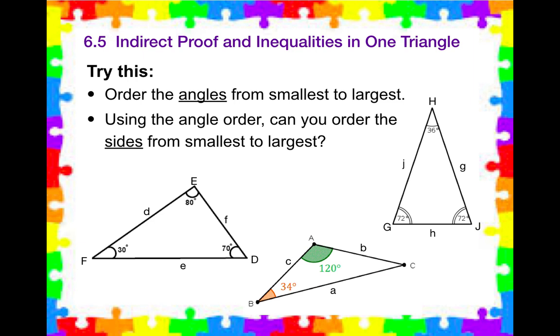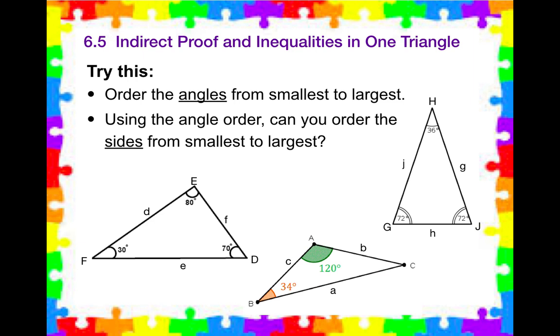And we can. That's because we know that 30 degrees is the smallest angle, so the shortest side has to be opposite that. The largest angle is 80 degrees, so the longest side must be opposite that. So the order from smallest: F must be smallest, D is next, that's medium size, and the largest is E. And we can do that with each one of these triangles.